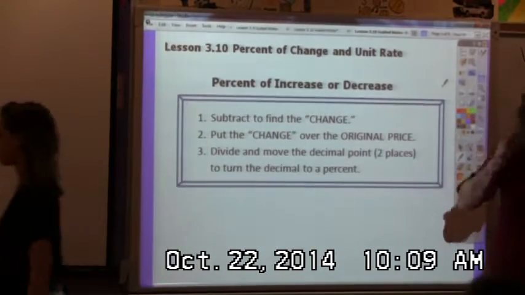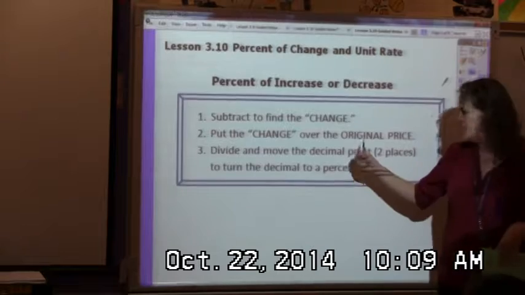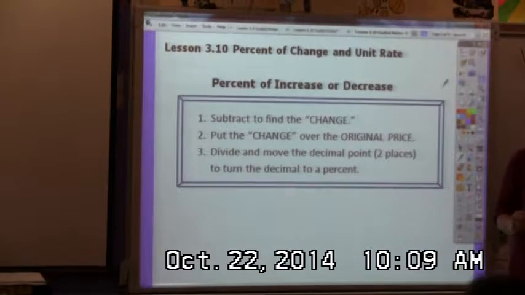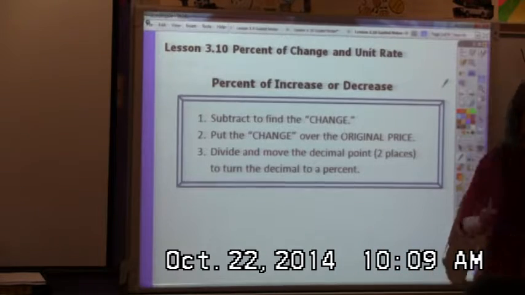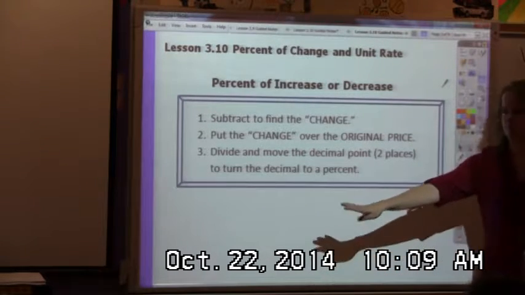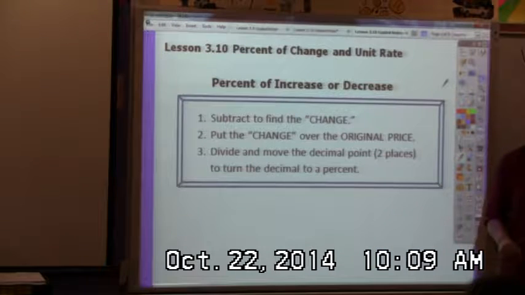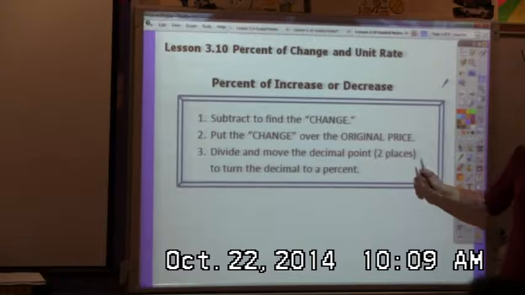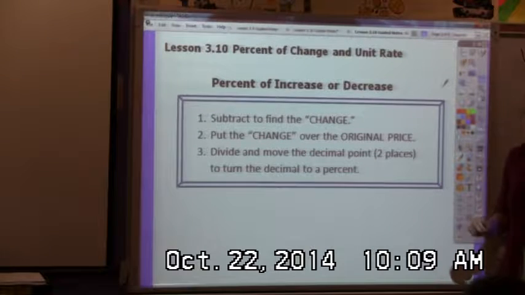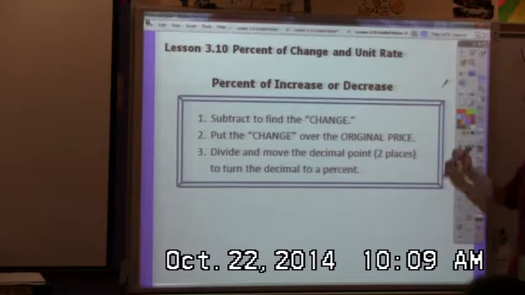That's step 1. Step 2, put that change over the original price. Be careful, because the original price is not always the bigger number, not always the smaller number, it's the old price, or the old amount. And then you're going to divide it. Now we've been practicing this. When you change a fraction into a decimal, it's top divided by bottom. Top divided by bottom on the calculator, and then you can move your decimal point over 2 times and change it to a percent. Let's practice this.